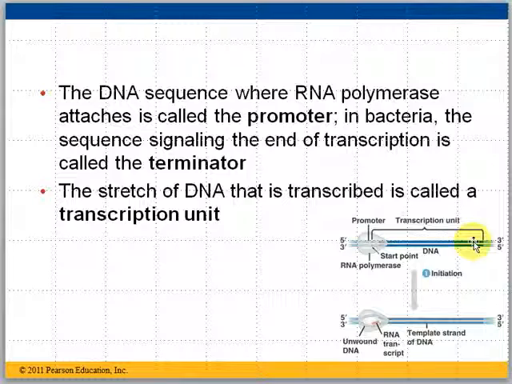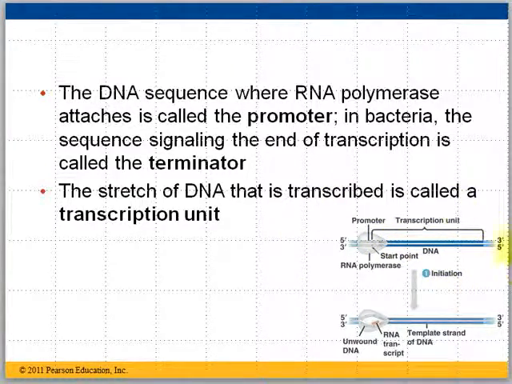In bacteria, at the end of the sequence, there's a spot called a terminator, which is a specific sequence of nucleotides. In eukaryotes, it's a little bit more complex. Some more stuff has to happen after the termination sequence, but we'll talk about that in just a moment. The piece of DNA that we're going to be making an RNA copy from is called the transcription unit. So the section of DNA from here to here is the transcription unit. That's what the RNA polymerase is going to use as a template to create the messenger RNA.